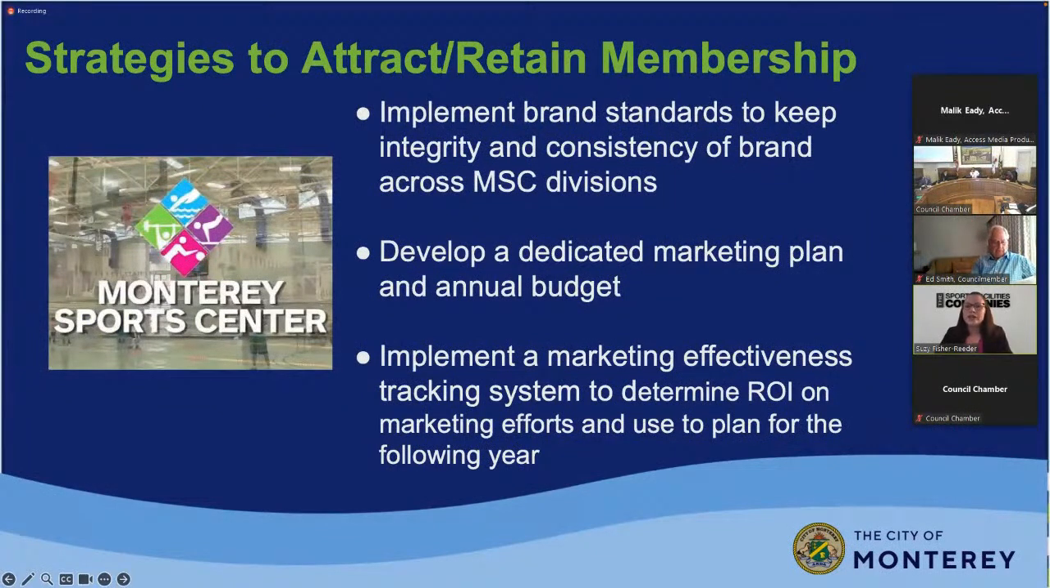We move then to strategies to attract and retain your members. These include implementing brand standards that will provide integrity and recognition of the Monterey Sports Center brand, not only across divisions within the city, but within the local and sub-regional market. Developing a dedicated annual marketing plan and budget that strategically schedules marketing efforts and promotions throughout the year, and implementing a marketing effectiveness tracking system, including tracking social media engagement to determine the marketing return on investment and help to plan marketing efforts moving forward.